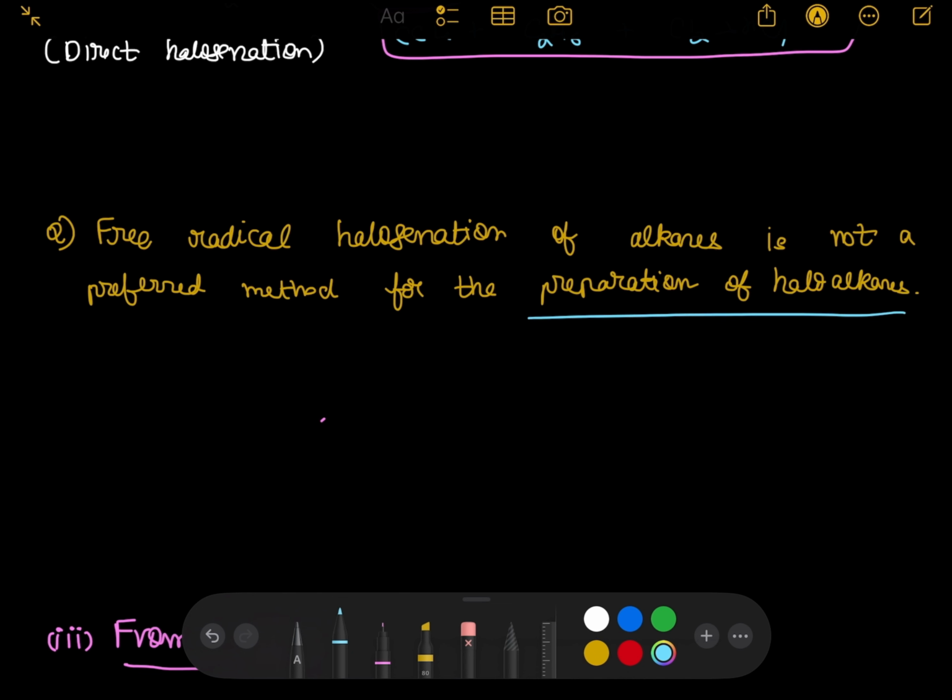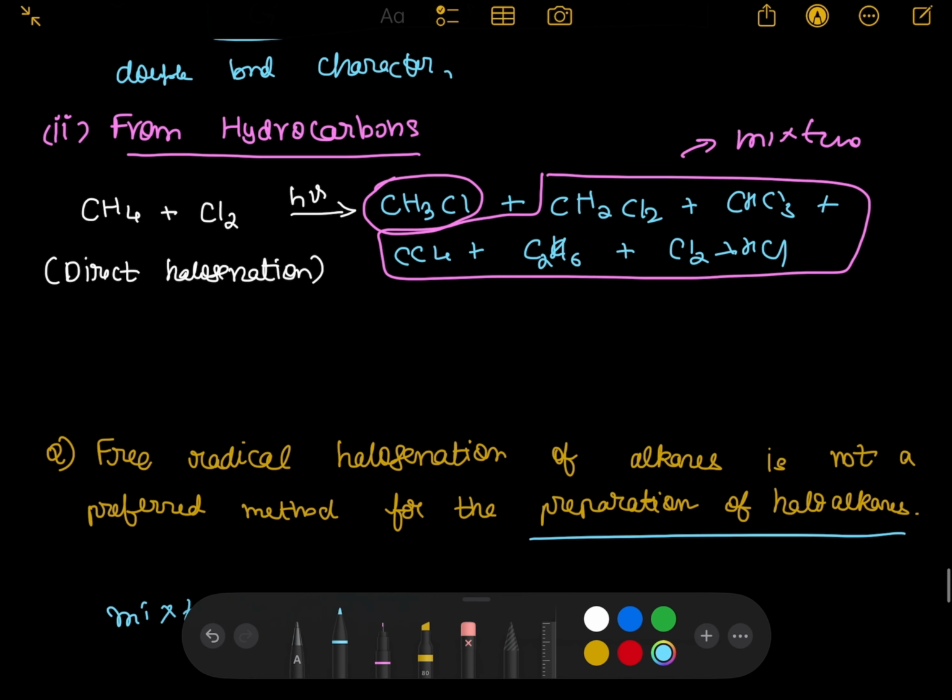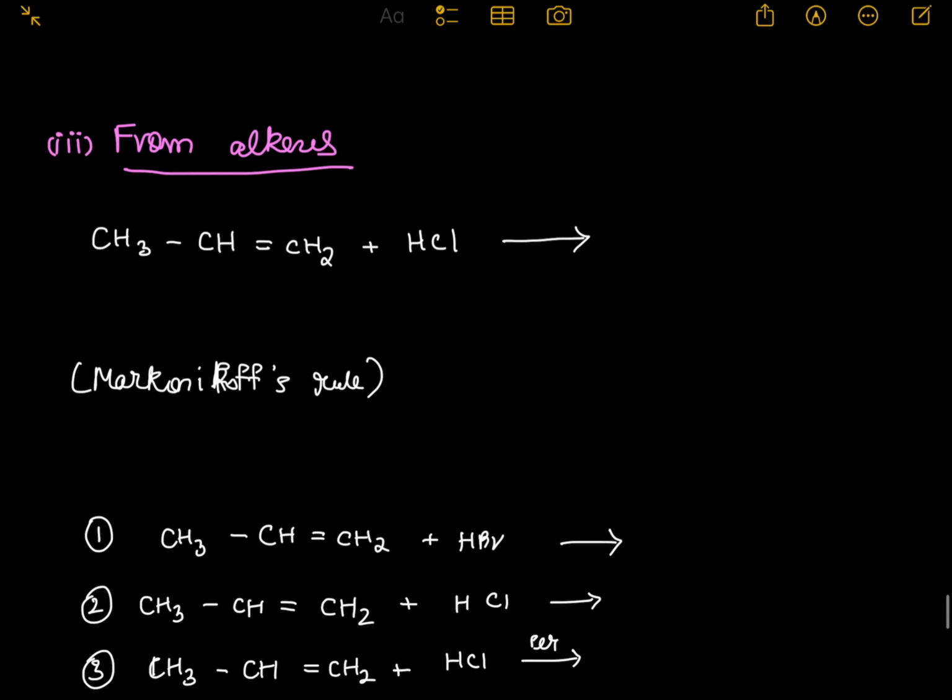Why? Because we get a mixture of products, so it is harder to separate them. Therefore, we don't prefer this reaction. Alright, so we do not prefer this reaction from hydrocarbons. Clear? Now we're doing from alkenes.